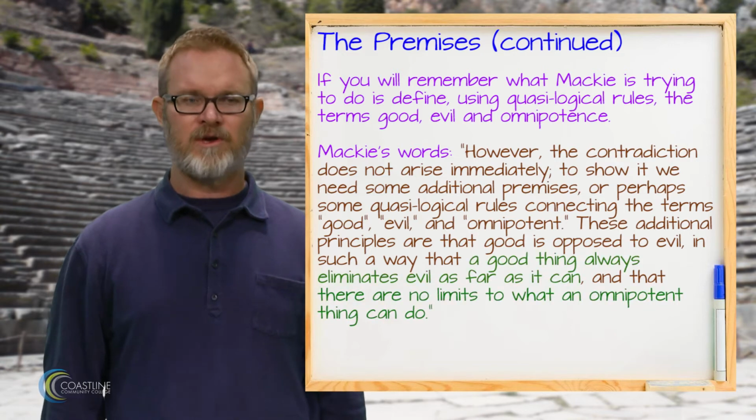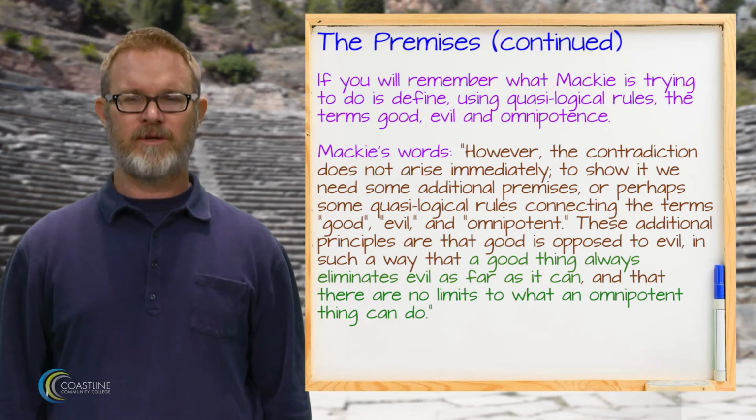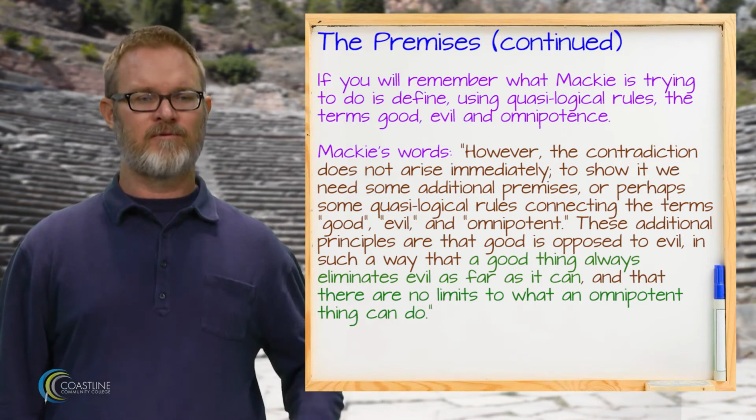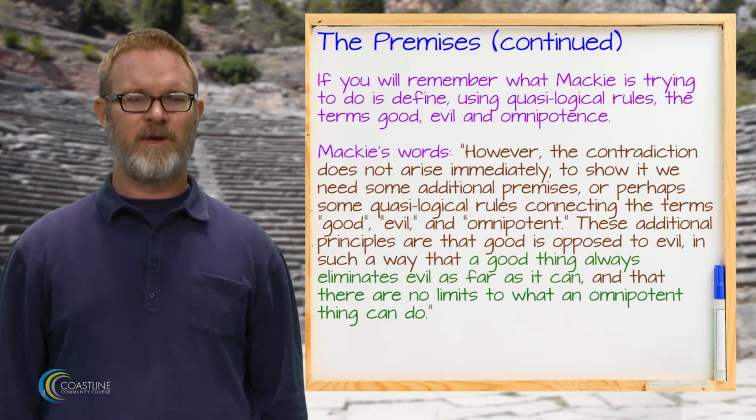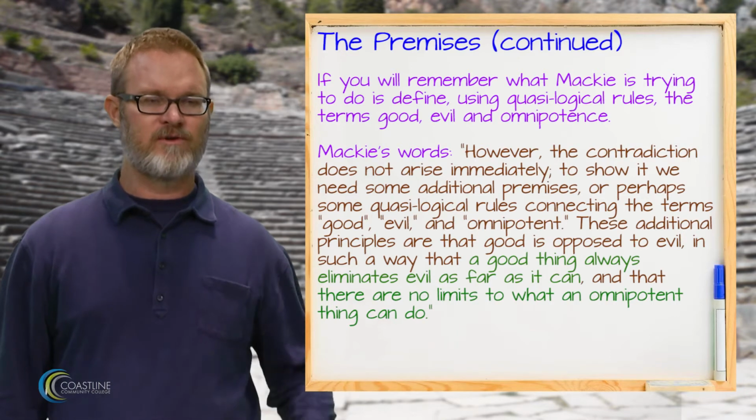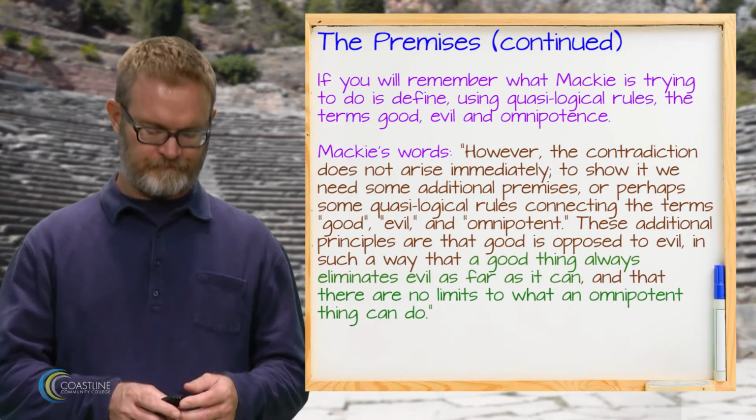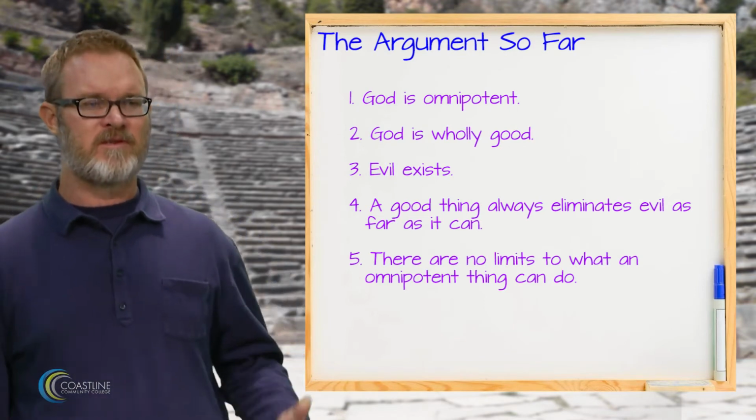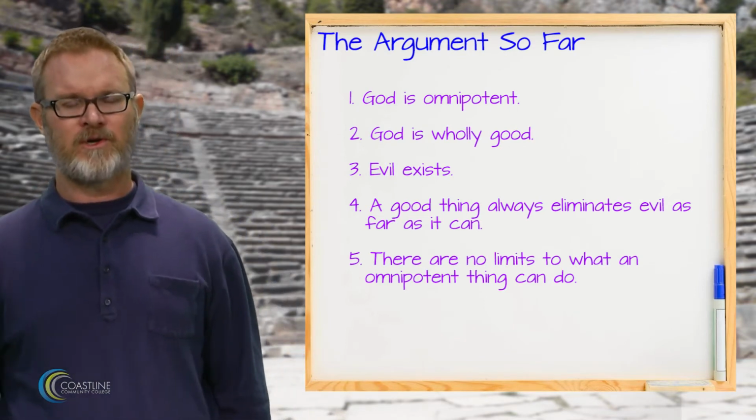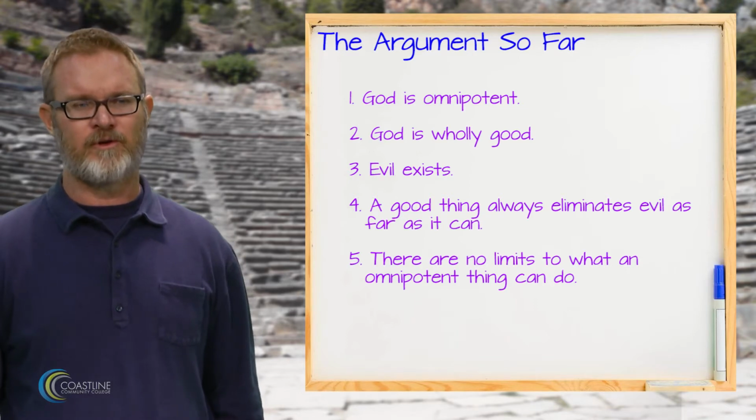So one is a good thing always eliminates evil as far as it can, right? And two, there are no limits to what an omnipotent thing can do, right? So these are what Mackey thinks these terms mean, right? Mackey thinks that a wholly good being is something that eliminates evil as far as it can, and that an omnipotent being is something that has no limits, right? So if you look then at our list so far, we have 5 premises. They are: God is omnipotent, God is wholly good, evil exists, a good thing always eliminates evil as far as it can, and there are no limits to what an omnipotent thing can do.